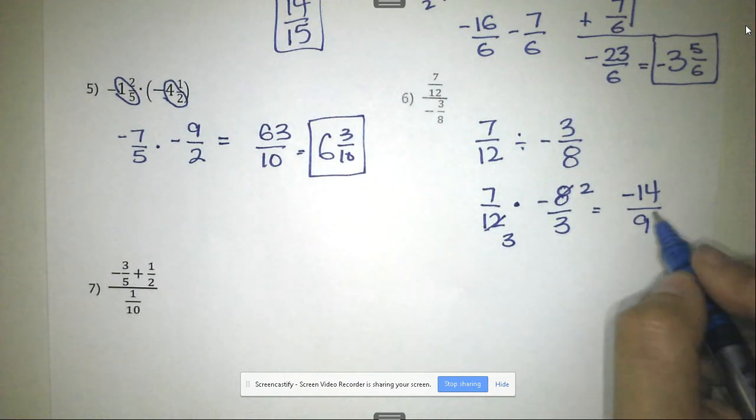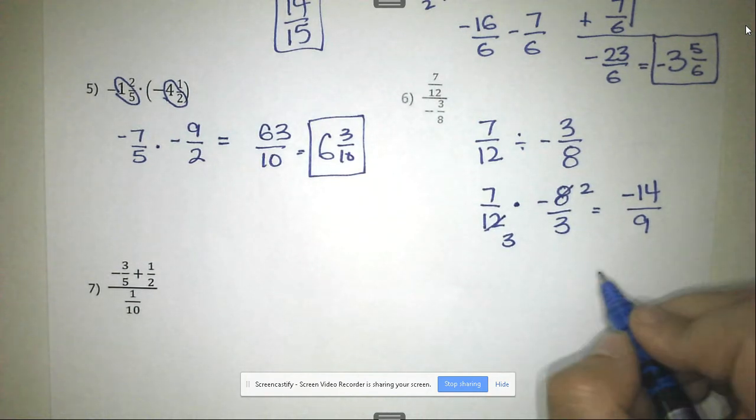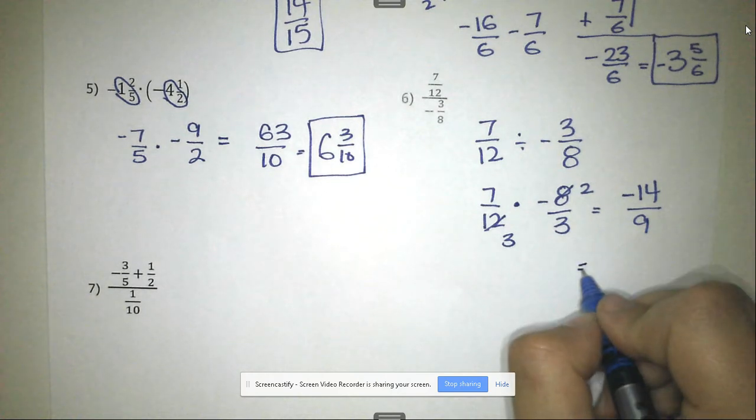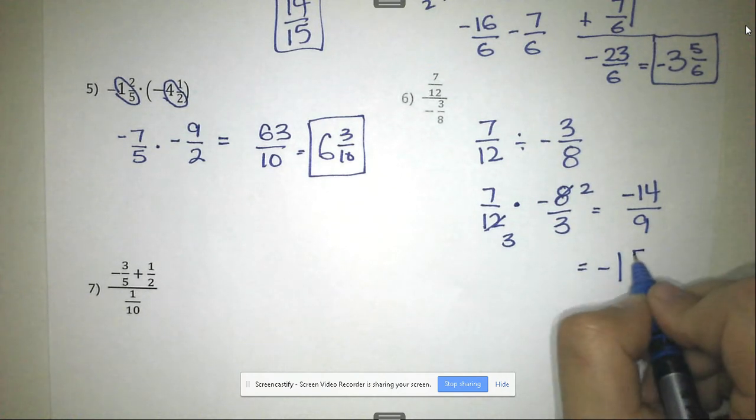This is an improper fraction. In order to make my answer, I'm going to turn it into a mixed number. So this is negative 1 and 5/9.